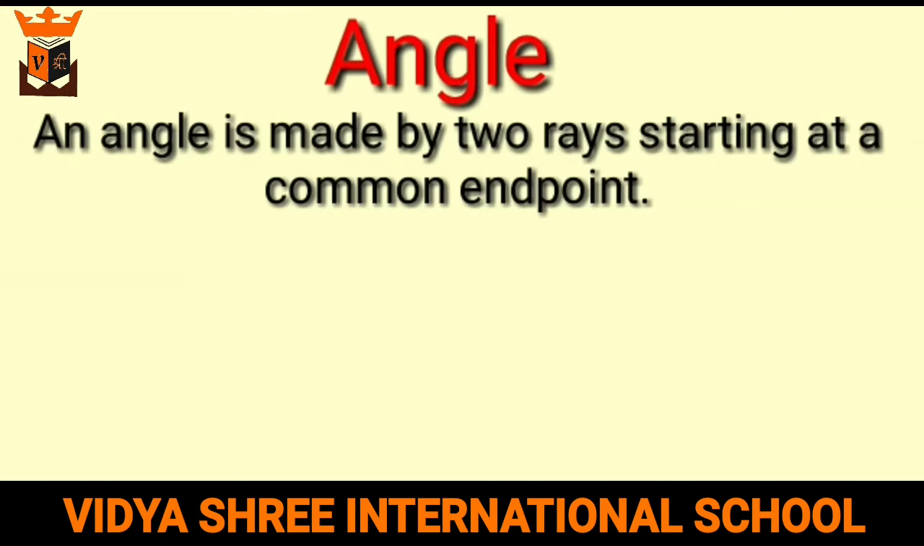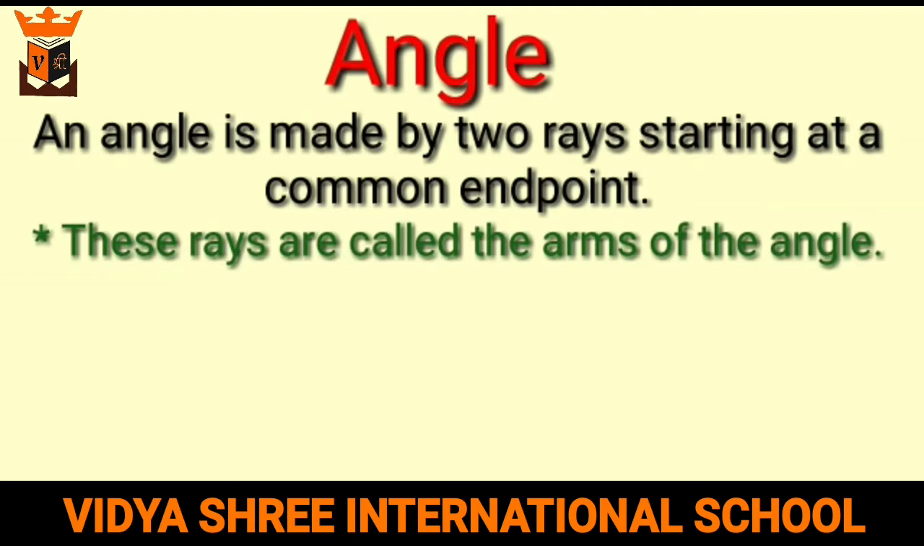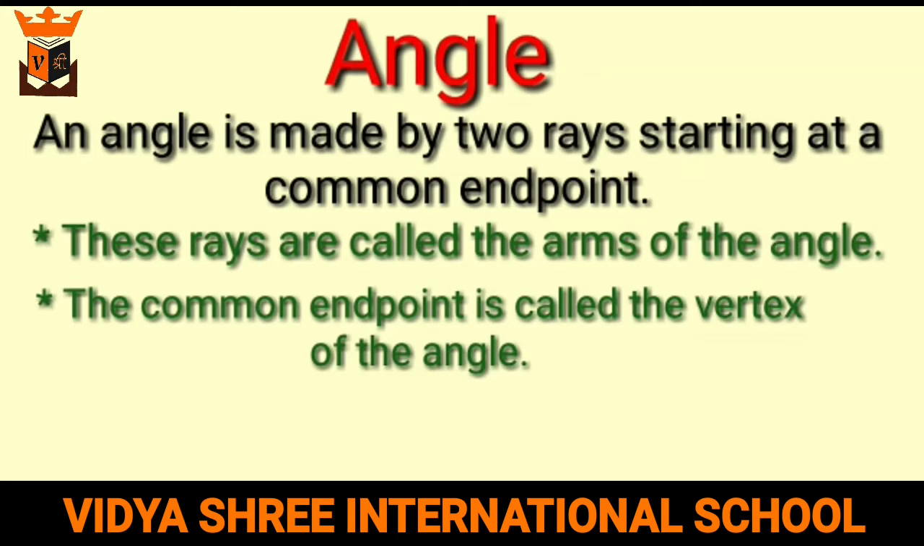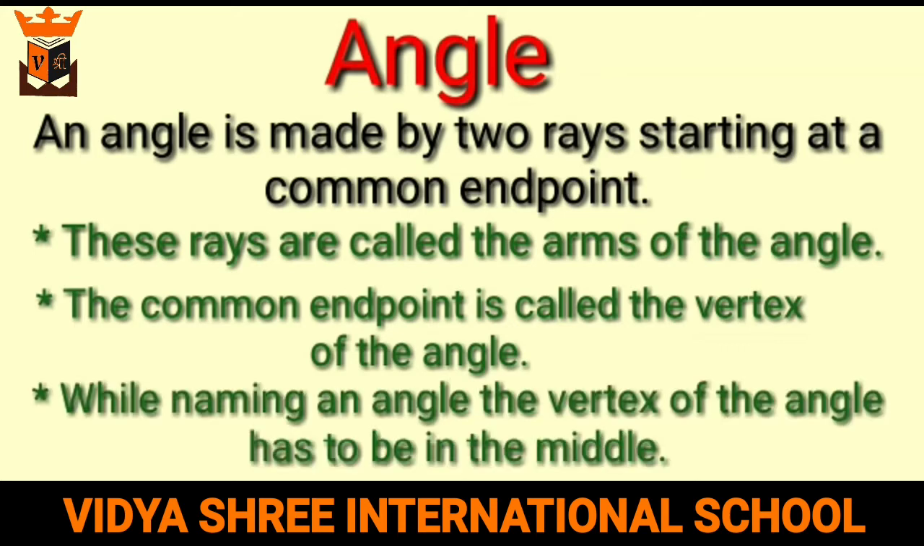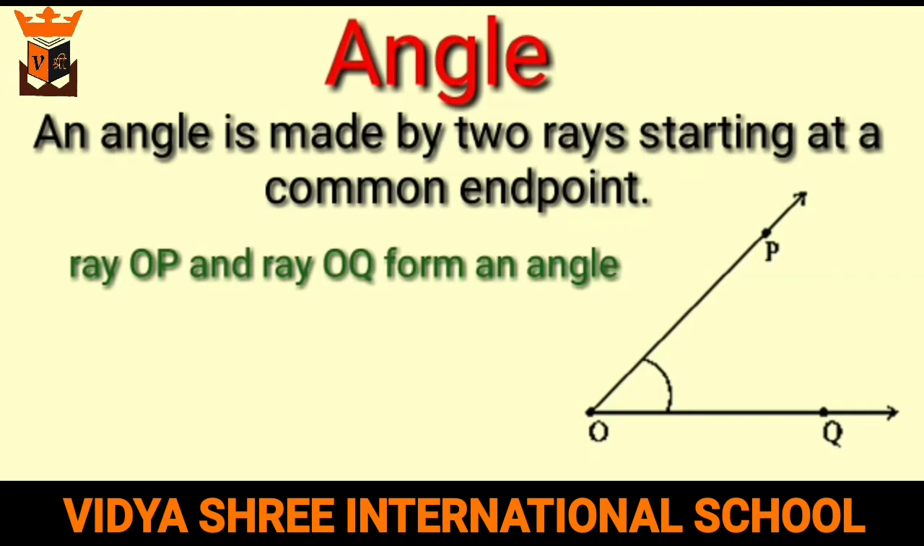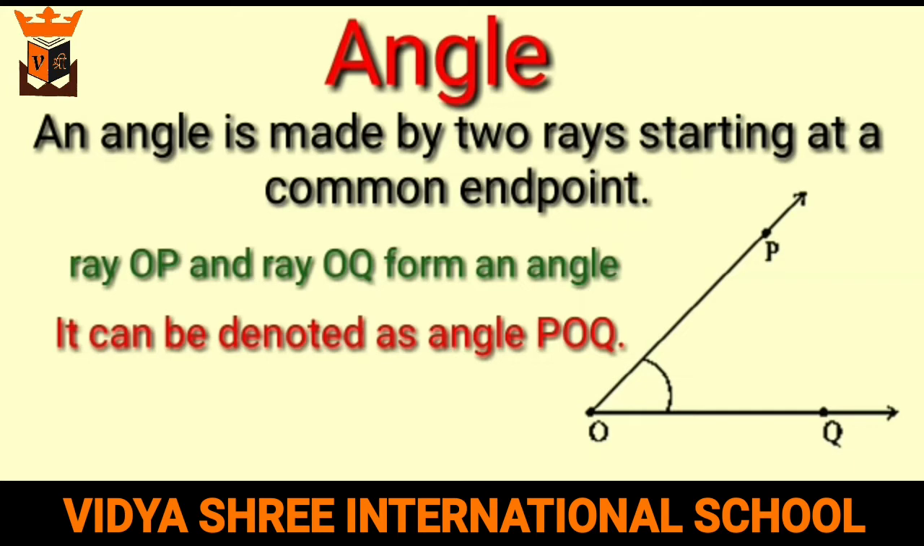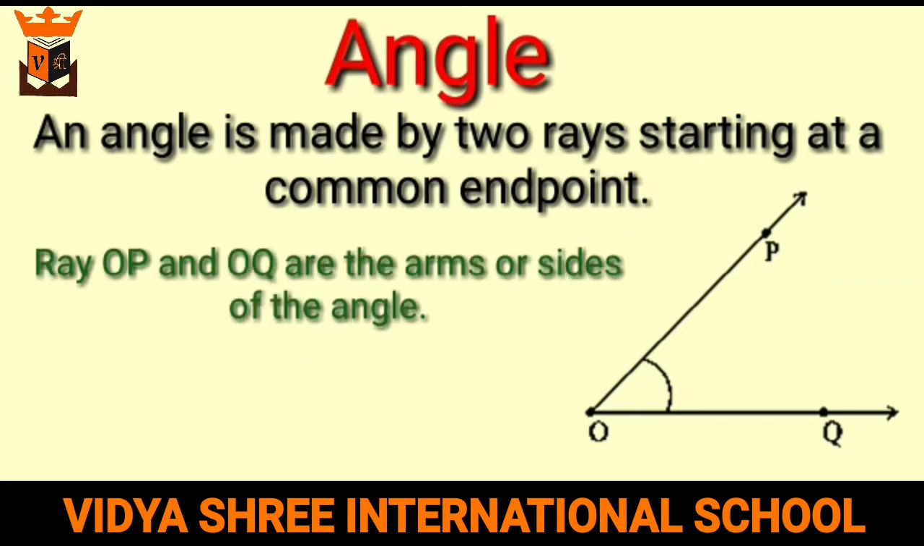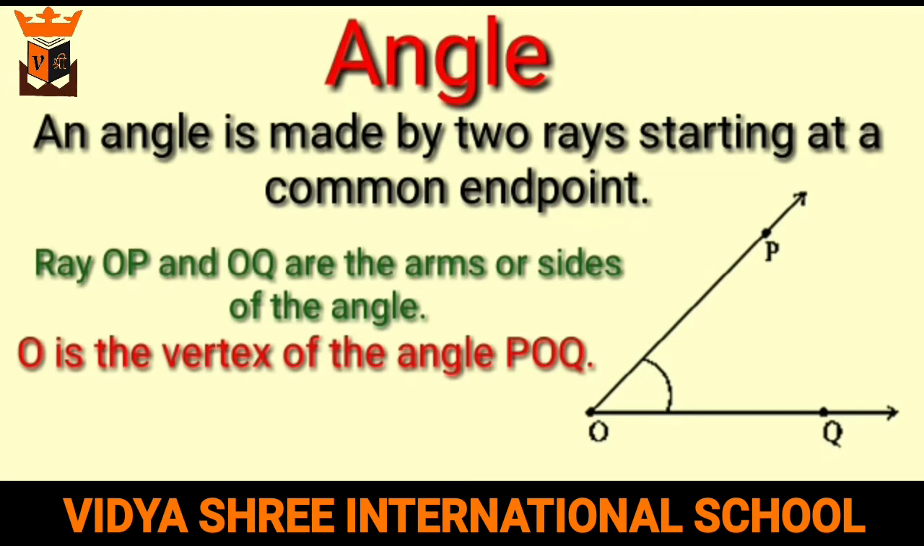Angle. An angle is made by two rays starting at a common endpoint. These rays are called the arms of the angle. The common endpoint is called the vertex of the angle. While naming an angle, the vertex of the angle has to be in the middle. For example, ray OP and ray OQ form an angle. It can be denoted as angle POQ. Rays OP and OQ are the arms or the sides of the angle. O is the vertex of the angle POQ.